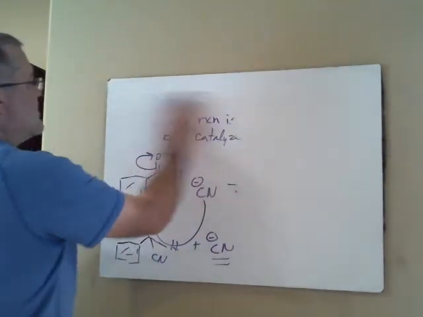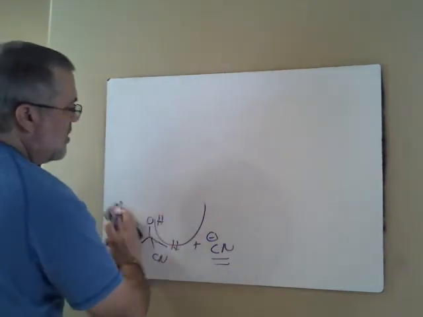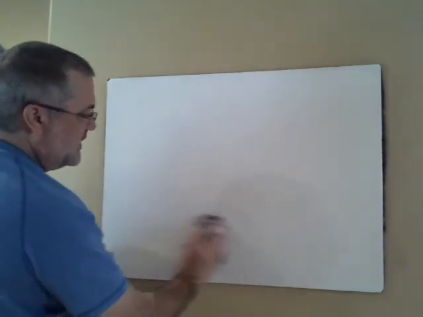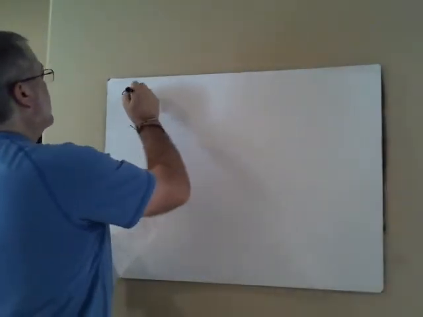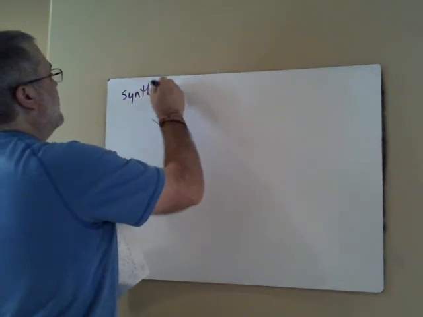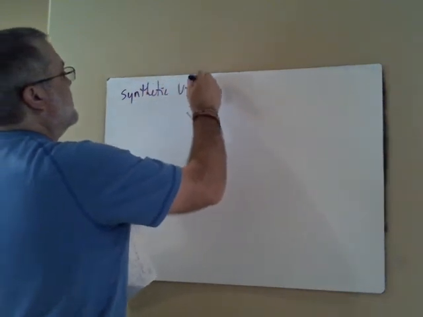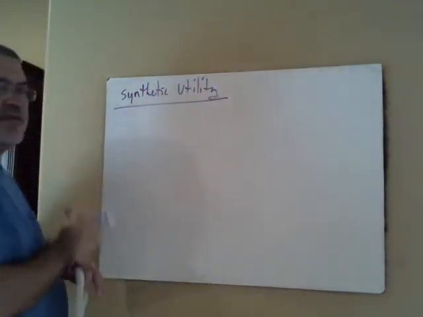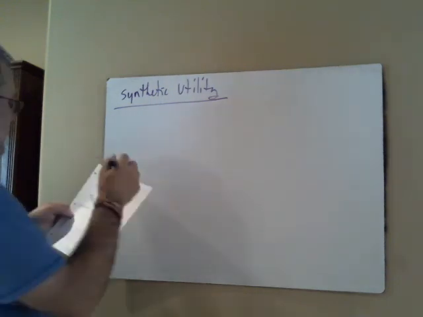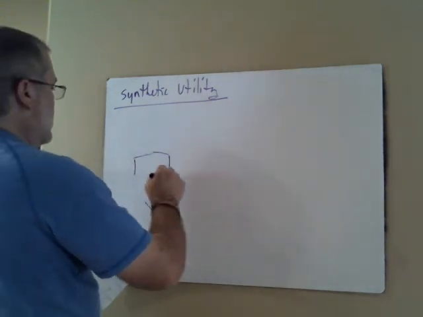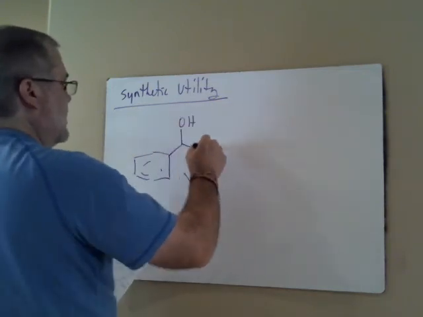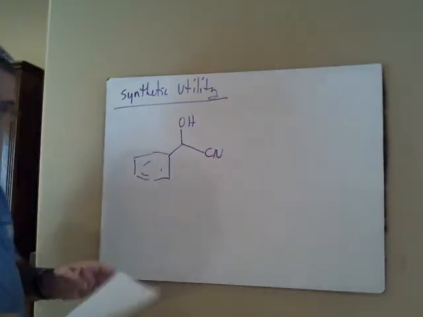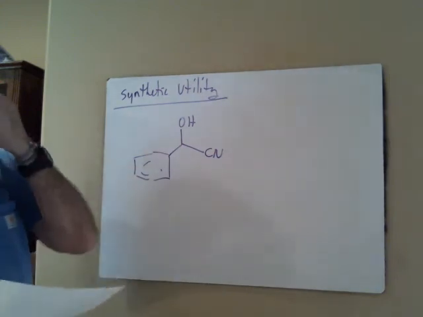So this reaction is a way of making a cyanohydrin, so getting both CN and an OH present on your molecule. So how can we use this to our advantage in a synthesis problem? So synthetic utility. So let's say that we have done this reaction and we formed the cyanohydrin. There are two reactions.